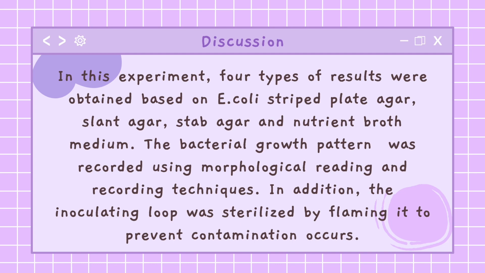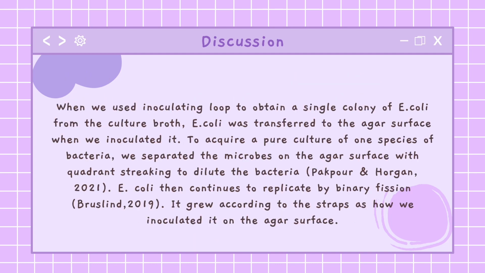When we use the inoculating loop to obtain a single colony of E. coli from the culture broth, E. coli was transferred to the agar surface when we inoculated it. To acquire a pure culture of one species of bacteria, we separated the microbes on the agar surface with quadrant streaking to dilute the bacteria. E. coli then continues to replicate by binary fission. It grew according to the streaks as how we inoculated it on the agar surface.